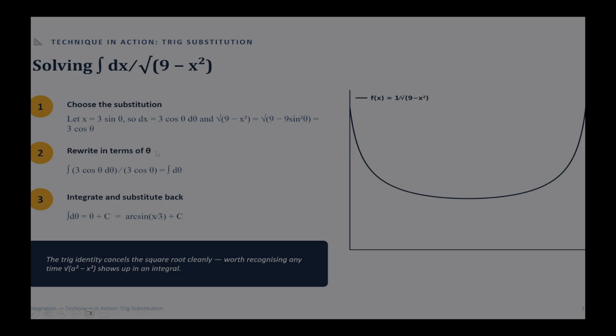So rewrite in terms of theta. This equals 3 cos theta d theta divided by 3 cos theta, so you just cancel, and the integral is the integral of d theta, which equals theta. Substituting back, you get theta plus C, which equals arcsin of x over 3 plus C.